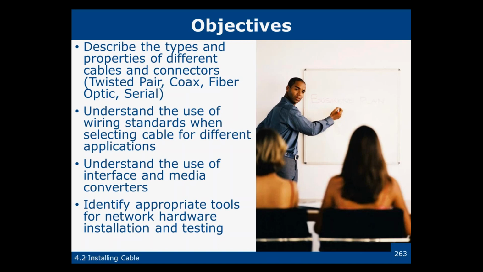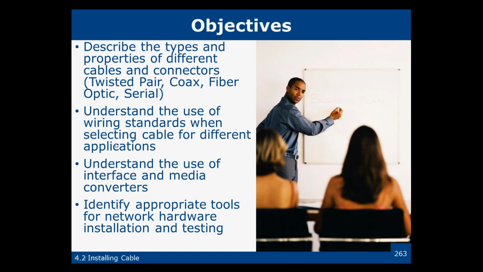Understand the use of wiring standards when selecting cable for different applications. One of the things that you probably will need to know is the order for the twisted pair: the orange and white orange, green and white blue for the B standard, and then you swap 1 and 3, 2 and 6, and we'll talk about that whenever you create a crossover or use the A standard.